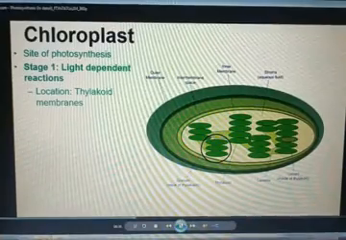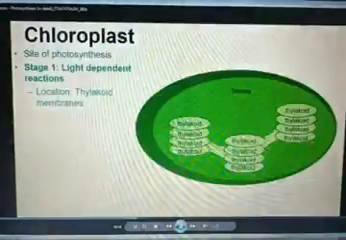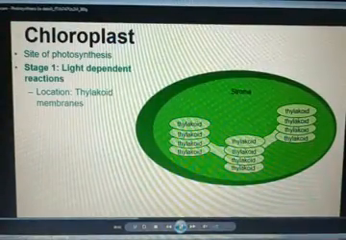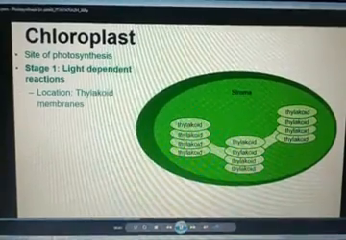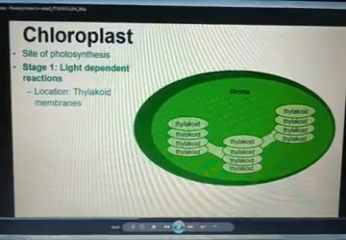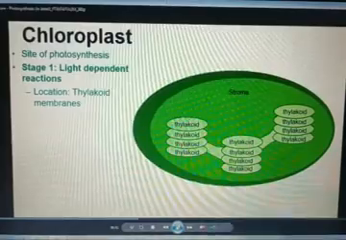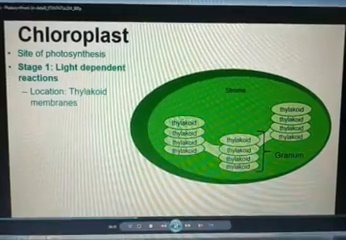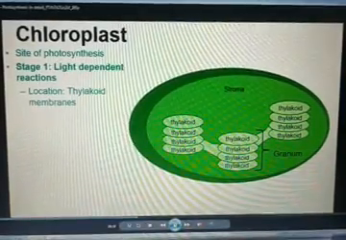We can see in a diagram here the thylakoids, which look like coins stacked on one another. In the membrane of these thylakoids, that's where the light reaction takes place. And the stack of these thylakoids is called a granum.